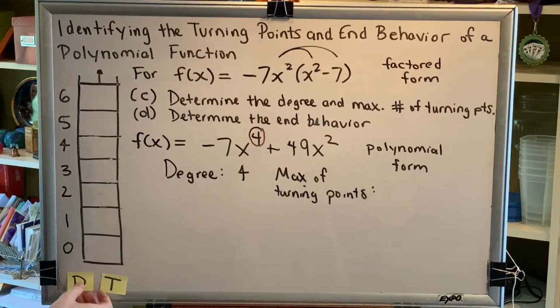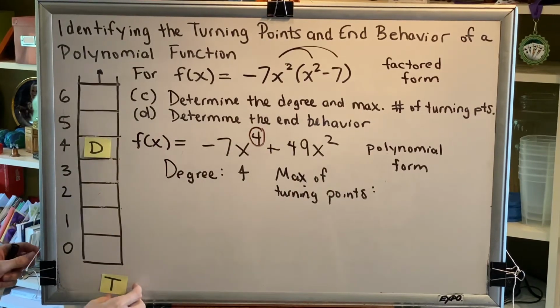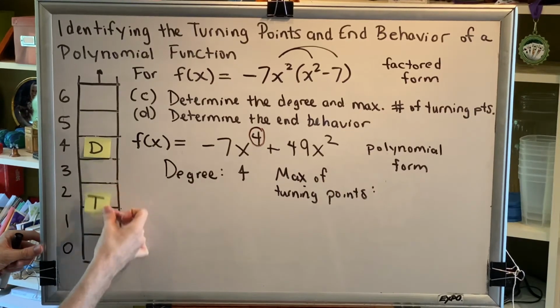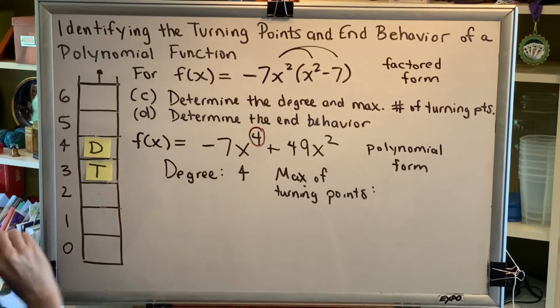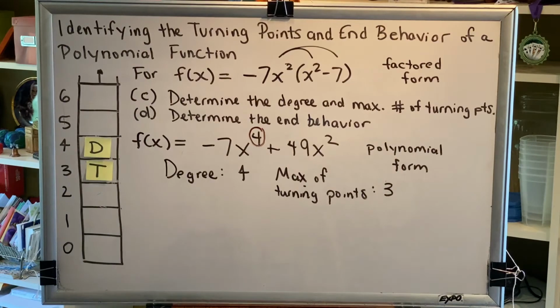Okay, the degree is 4, so we'll put the d car on the 4th floor. That means the t car must be somewhere beneath because d over t, it could be at 0 or 1 or 2 or 3, but the maximum that it could be would be at 3. Maximum number of turning points is 3. Okay, that answers part C.